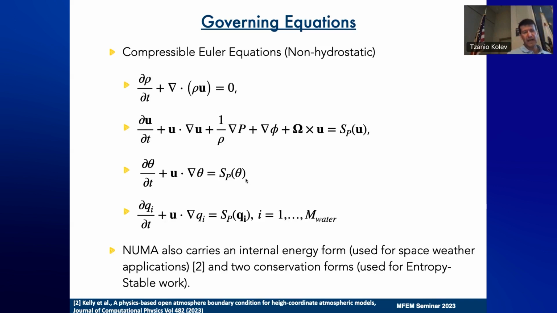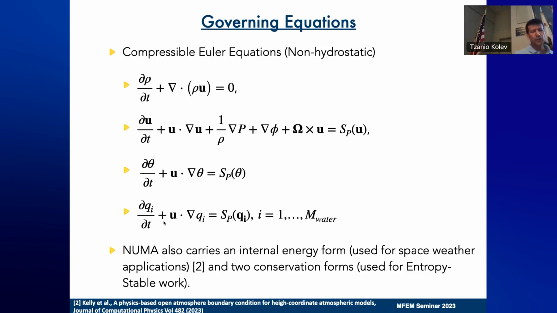And then finally, we have a bunch of equations for moist variables. So for example, in the simulations I'll show you today, we have water vapor, we have condensation, which become clouds, and then we have precipitation, which is rain.